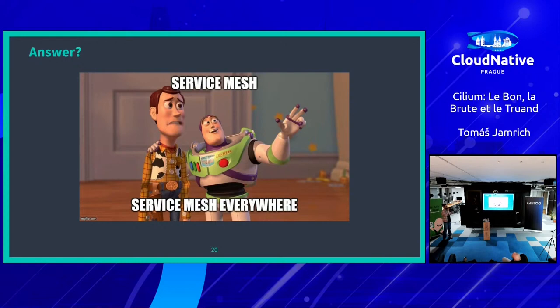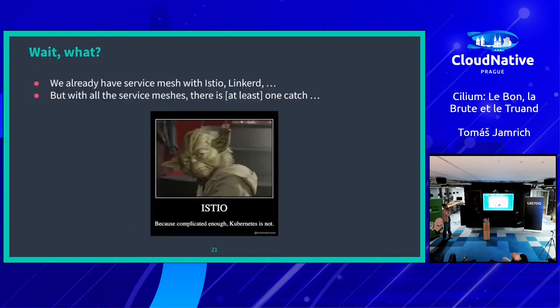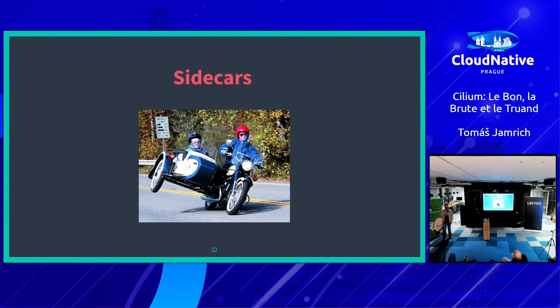Yeah, what's the problem here? We already have service meshes. We have Istio, Linkerd, Kuma, stuff like that. They have been on the market for some time. Where's the catch with all the service meshes? Yeah, thank you very much. Sidecars, we all love them or we all hate them. They take up space and they can eat up all our money.